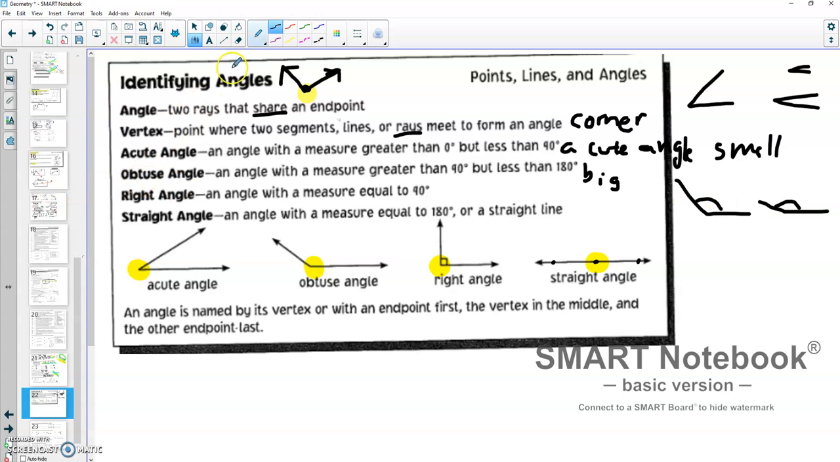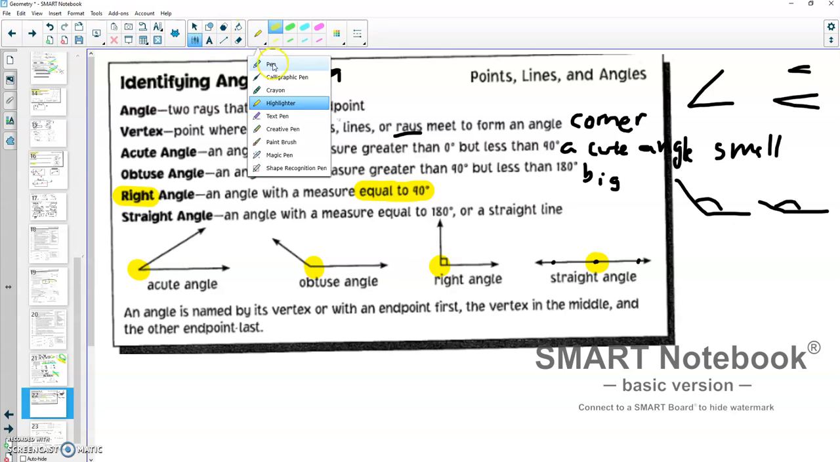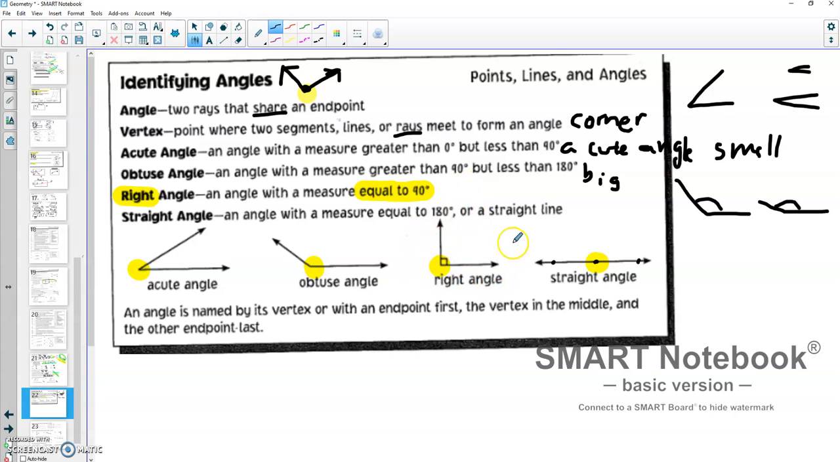The next one is your right angle. Okay? There's something special about right angles. It's an angle that measures equal to 90. It has to be exactly equal to 90. And what does a 90-degree angle look like? Right here. Okay? You know it's a right angle if it has that little square.